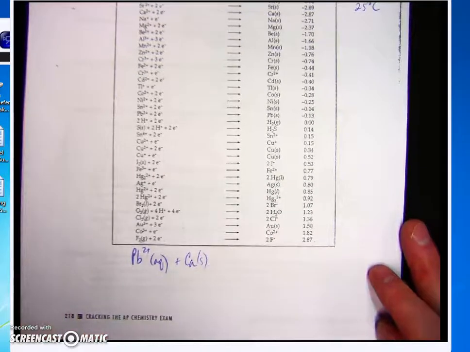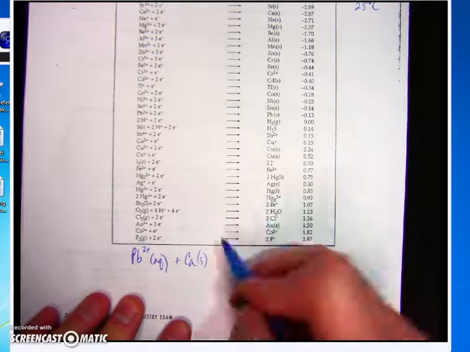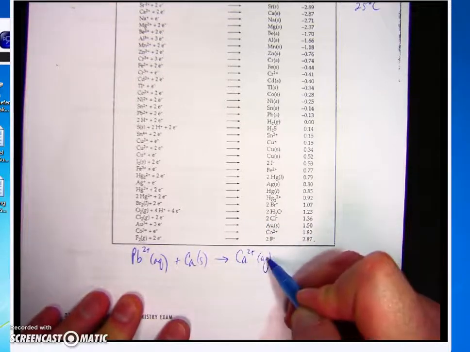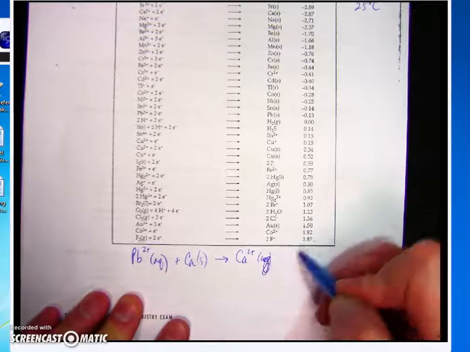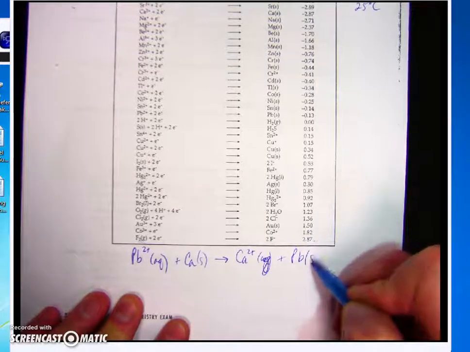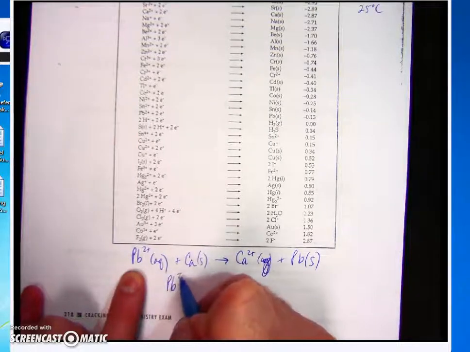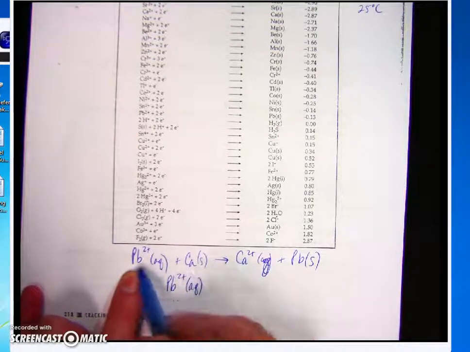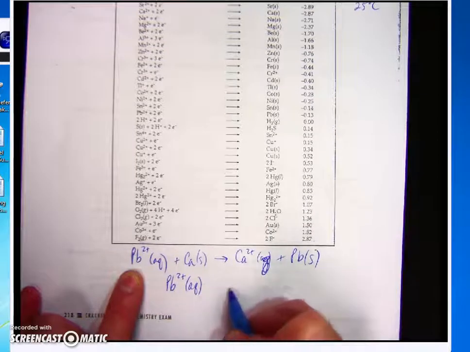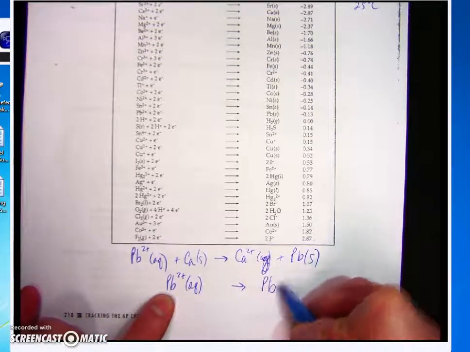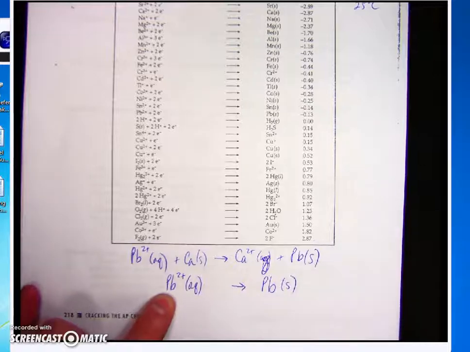And the reason why I've chosen them this way is because I need to pair somebody losing electrons with somebody gaining electrons. Notice that because the lead is aqueous and positively charged, the lead is going from an aqueous positive state to a neutral elemental state.